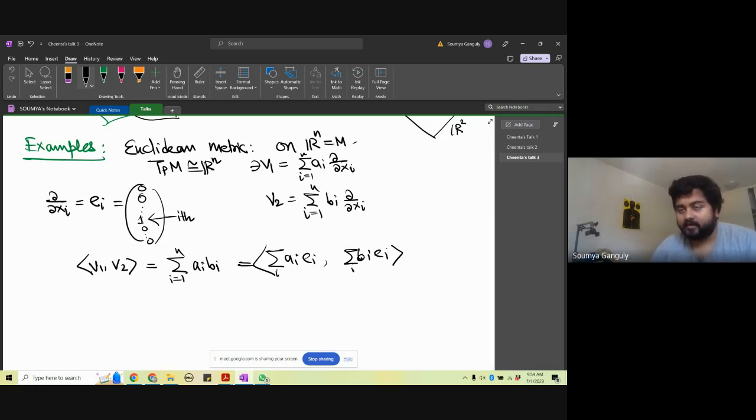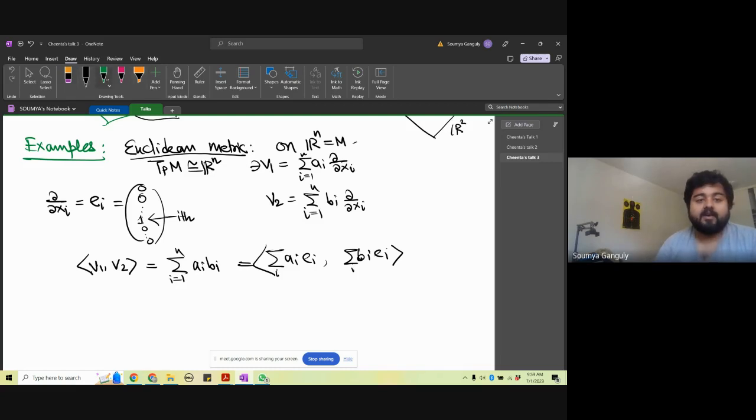For every point, you can define it in the same way. So this defines the Euclidean metric. It's also a Riemannian metric. So with this metric, Rn becomes a Riemannian manifold. Any manifold which has a Riemannian metric is called a Riemannian manifold.